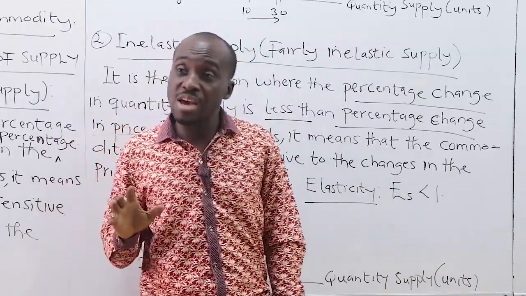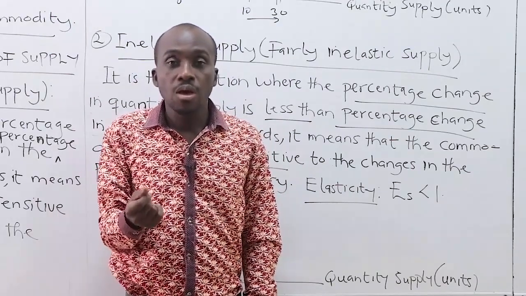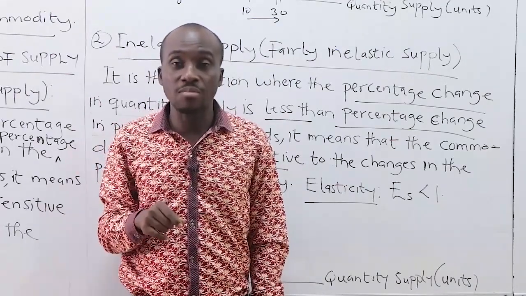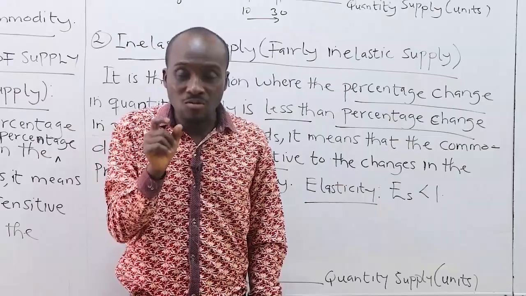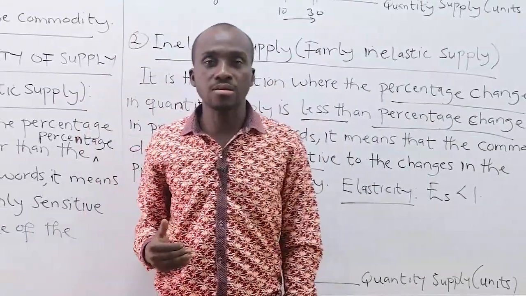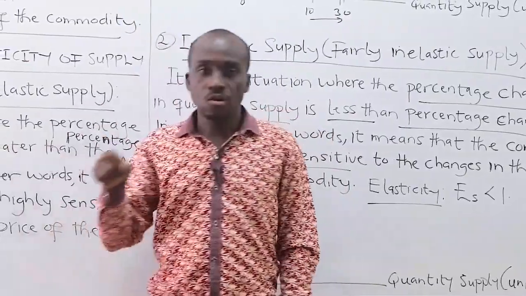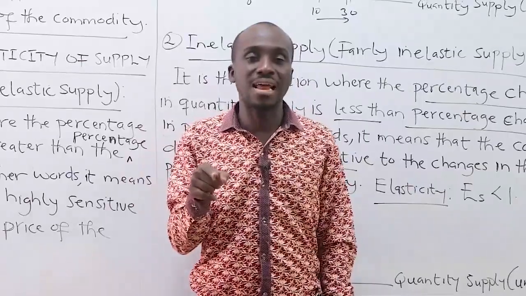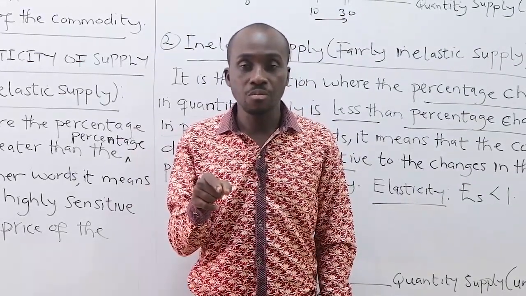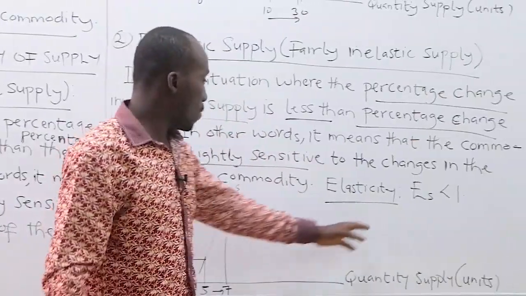Here, the percentage change in quantity supplied is less than the percentage change in price, which means that your quantity supplied is slightly sensitive to changes in price. You are supplying a commodity, but your supply is slightly sensitive to changes in price. If the price increases by a margin, you're able to increase your supply by a very small margin. If the price falls by a large margin, you're able to decrease your supply by a very small margin. That means your supply is not highly sensitive to changes in price. It's sensitive, but not highly. In the case of elastic, your supply is highly sensitive. So here your elasticity is less than 1.